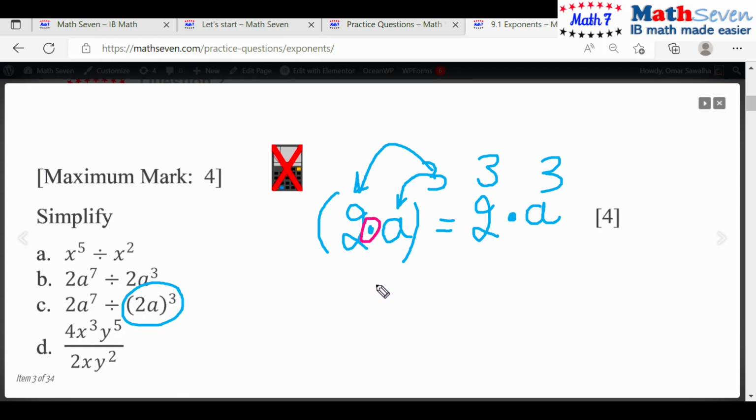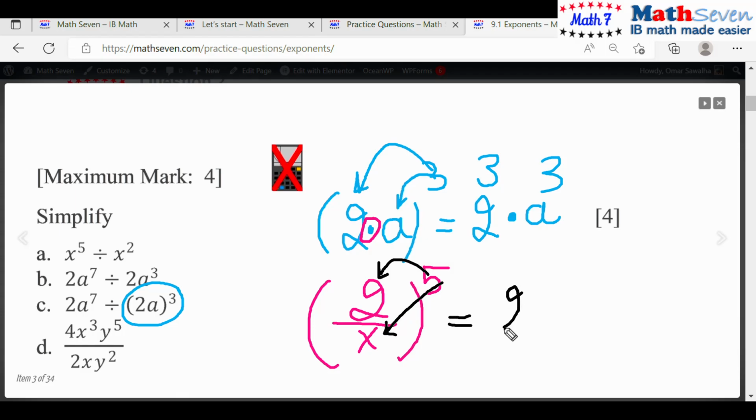And if you have division, for example, if it was 2 over x to the power of 5, let me change the colors. We're going to use red, a different color. So you give the power to the 2 and to the x, you don't multiply it. You make it 2 to the power of 5 over x to the power of 5. So you distribute the power among multiplication and among division only.